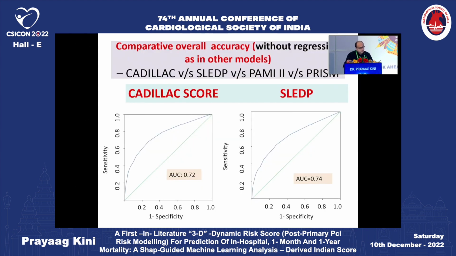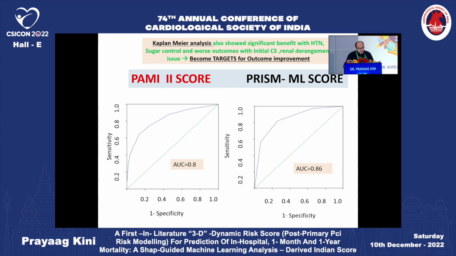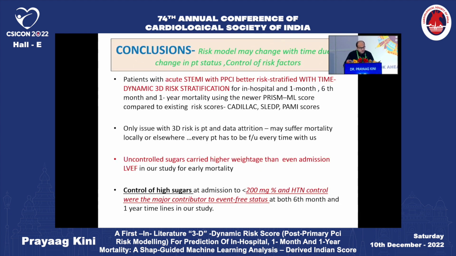In terms of accuracy, we have compared it with Cadillac, with the SLED-P score, with the PAMI-2 score, and in all of that, the PRISM ML score is much better in terms of the area under curve of ROC. So what we can conclude with this is, if we have patients with acute STEMI with primary PCI, they are actually better classified with the time-dynamic 3D score, which can be used with an ML analysis, which is good for in-hospital, 1-month, 6-month, and 1-year mortality.